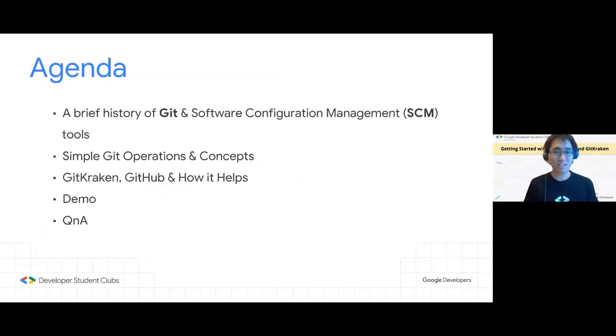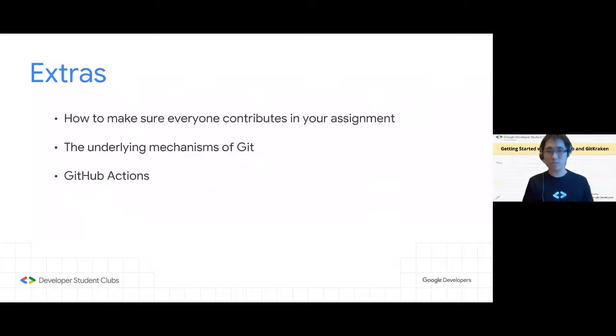Okay, so a brief agenda for today. I will start with a brief history of Git and software configuration management tools, sometimes called SCM. Then talk a little bit about simple Git operations and concepts, then GitKraken and GitHub, how the whole thing helps, and the demo, and then we'll end with a Q&A session. If time allows, I will give you guys some extras: how to make sure everyone contributes on your assignment, some underlying mechanisms of Git, and a little bit about GitHub Actions, but I'm not sure if I know enough to talk about GitHub Actions, but I will just put it out for you all.